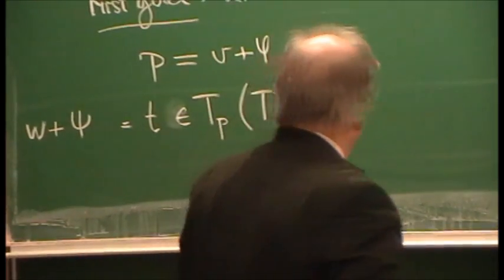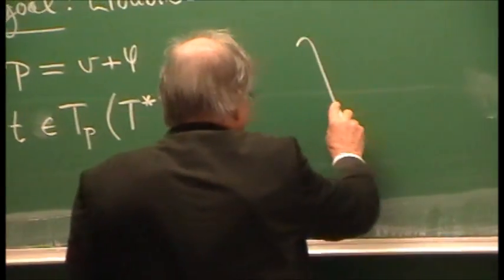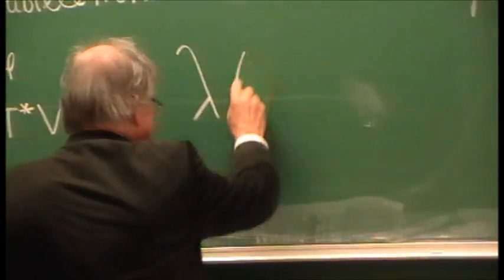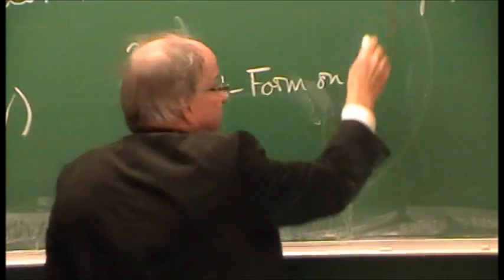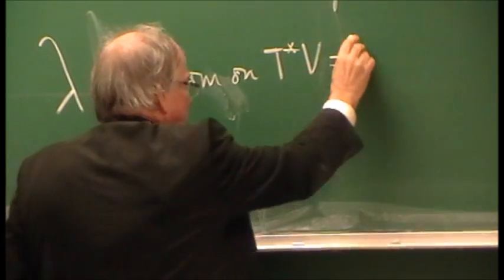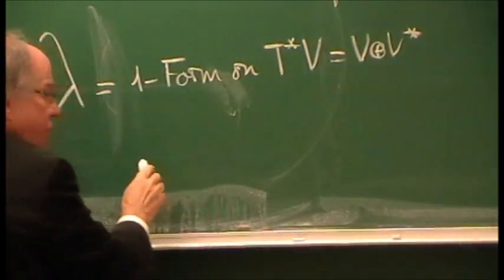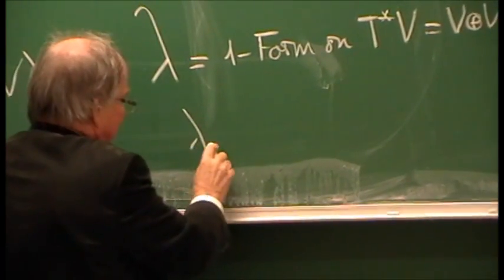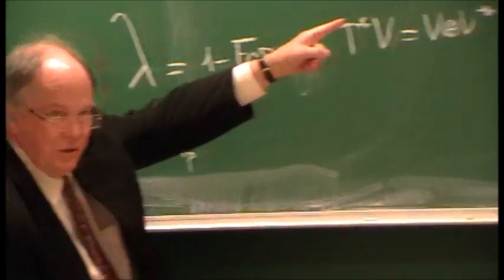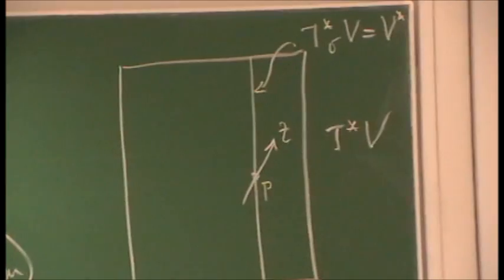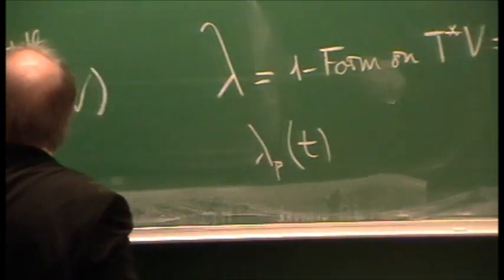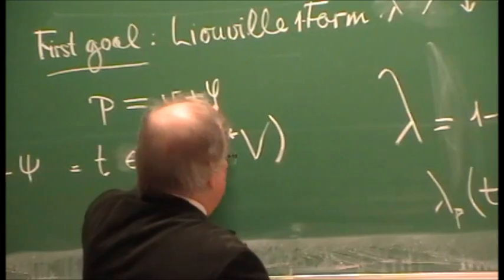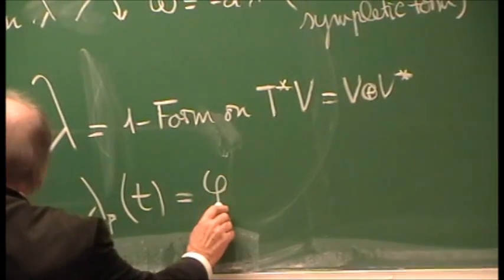Now you will tell me that I'm absolutely insane when I write lambda. Lambda is now a one form on the space, the cotangent bundle of V. So this is V plus V star. This is a one form, and I'm going to write it for you now. So lambda at the point P, I have to tell you what it does to T. A one form is applied to a tangent vector, and you get a number. At the point P, which is v plus phi, what I do is apply phi to w.